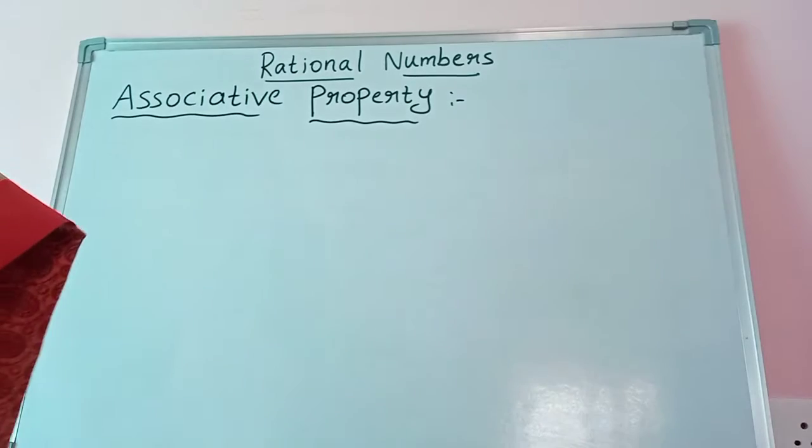Good morning, children. Today we are going to discuss some other properties of rational numbers. Okay, let's get started with the first property, the associative property. Okay, children.